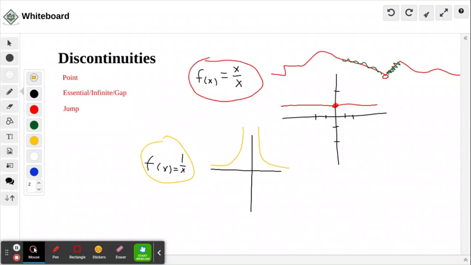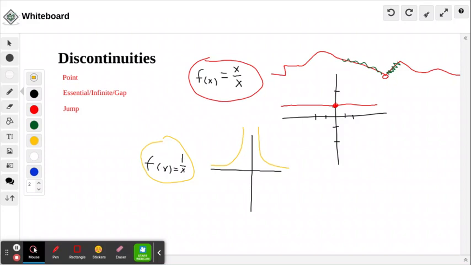And so they're not continuous, because you have to pick up your pencil to draw them, no matter how zoomed out you are. But you also can't really take the limit from this side and from this side. It doesn't exist. It's unbounded.